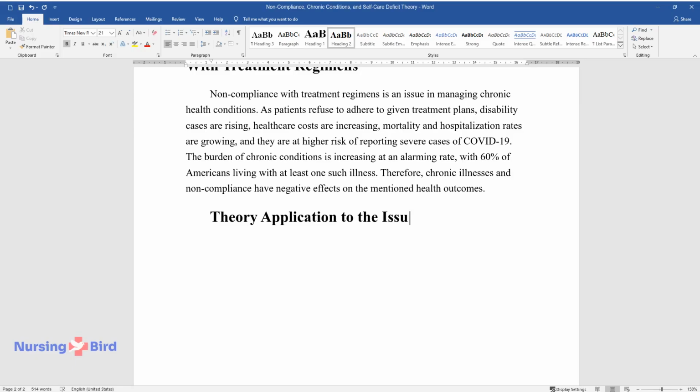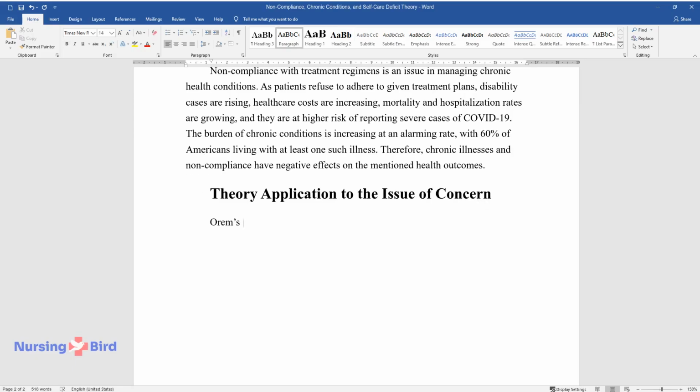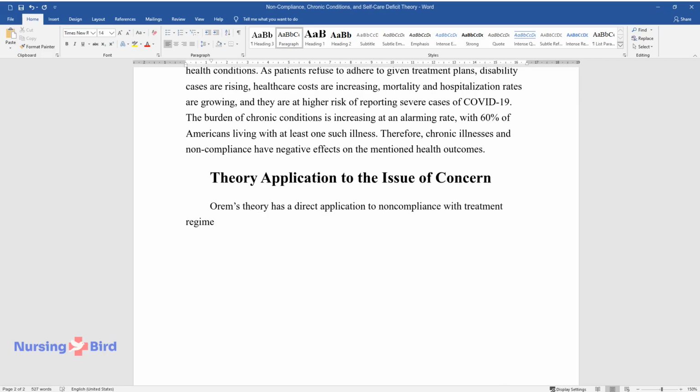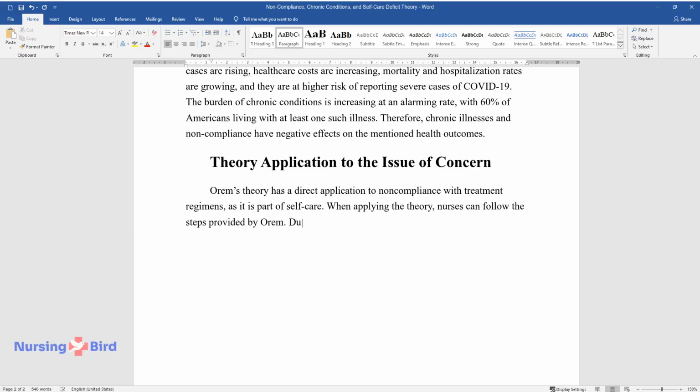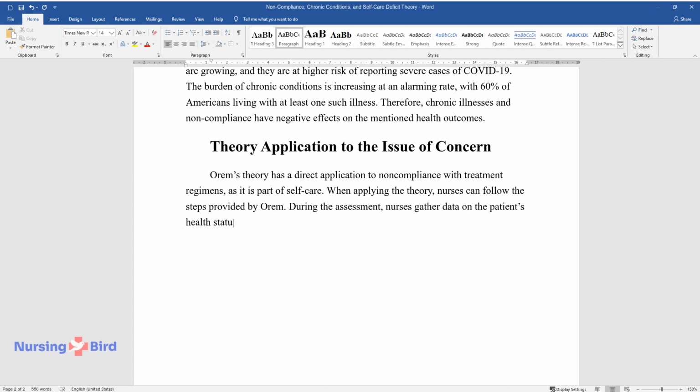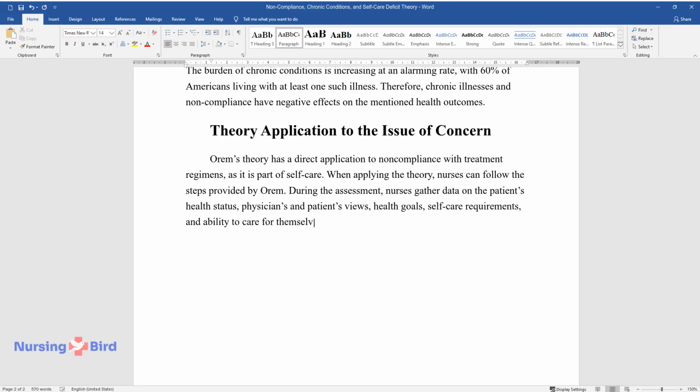Theory application to the issue of concern. Orem's theory has a direct application to noncompliance with treatment regimens, as it is part of self-care. When applying the theory, nurses can follow the steps provided by Orem. During the assessment, nurses gather data on the patient's health status, physicians' and patients' views, health goals, self-care requirements, and ability to care for themselves.